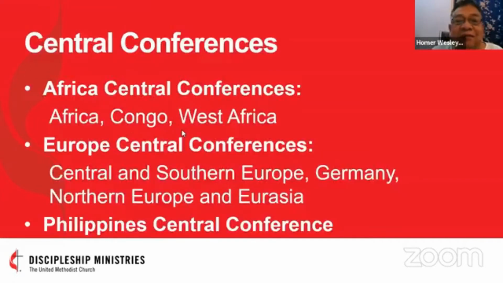Okay, next slide. Dito naman sa Central Conferences na kung saan tayo kasali, ang Central Conferences ay yung mga labas ng mainland USA. So sa Africa, may tatlong Central Conferences: Africa, Congo, and West Africa. Tapos sa Europe, may tatlo: Central and Southern Europe, Germany, saka Northern Europe and Eurasia. Tapos dito sa Asia, yung Philippines Central Conference. Tayo yan. Okay? Next.